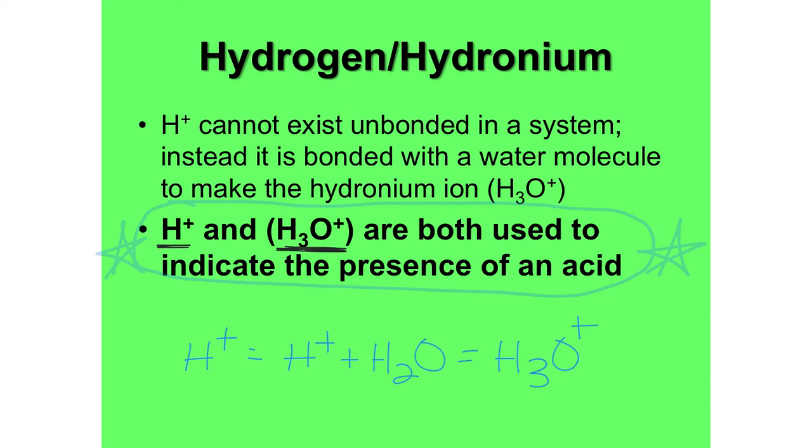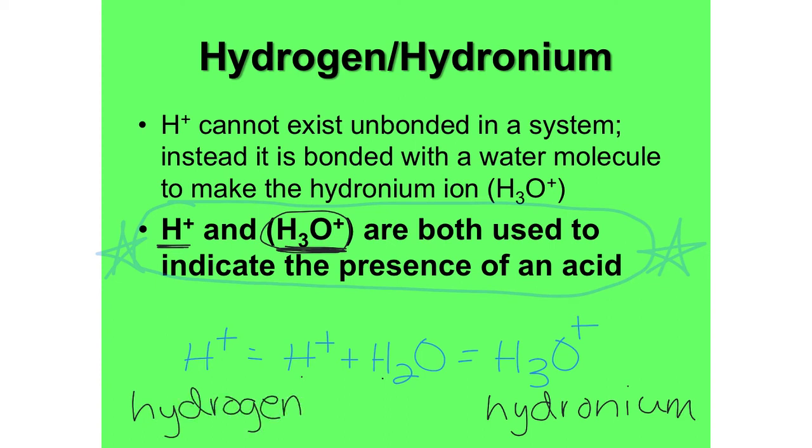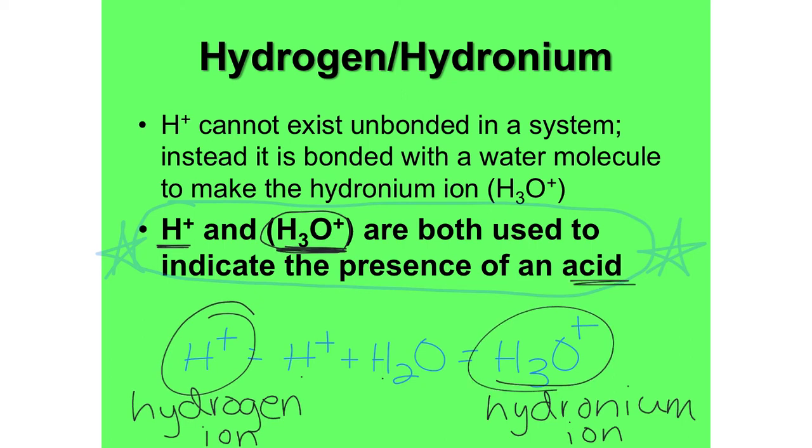In all actuality, hydronium is more accurate because, again, the hydrogen ion is too reactive to be by itself, so it combines with the water molecule to make the hydronium ion. However, for simplicity, a lot of times people just say that you have the hydrogen ion because it's more obvious if we have HCl that you're going to get the hydrogen ion than that you're going to get H3O plus. But either way, hydrogen ion, hydronium ion, both indicate the presence of an acid.